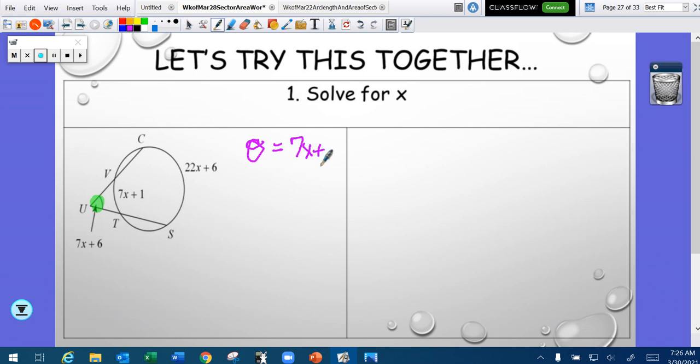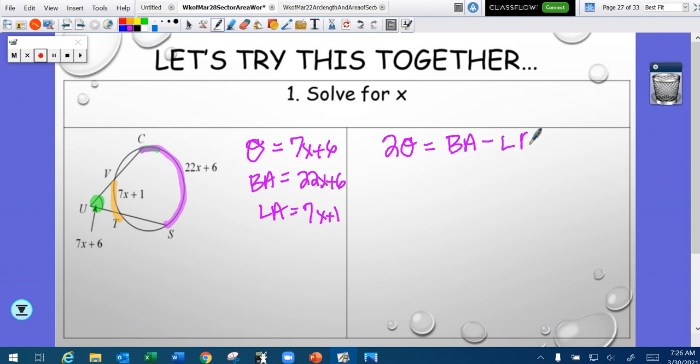Theta is 7x plus 6. The big arc, which is this part right here, is going to be 22x plus 6. And the little arc, which is this part right here, equals 7x plus 1. So we're going to just use our formula and substitute in big arc minus little arc. And remember, minus is for outside.